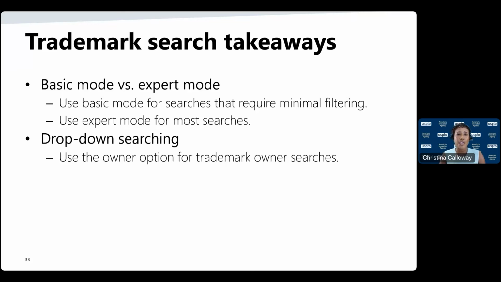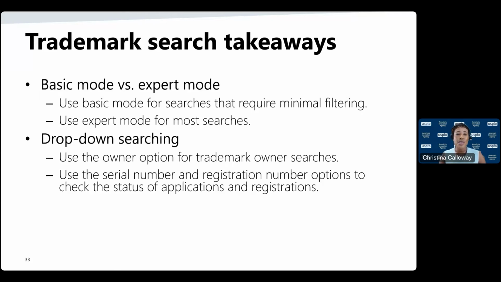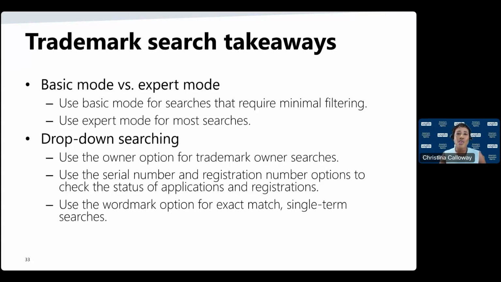Drop-down searching, which we mostly did today, is going to be used as follows. You can use the owner option for searching for trademark owners. You can use the options of serial number or registration number when you want to check the status of an application or a registration. You do need to have a number in order to do that. You will also use the word mark option for exact match single term searches.